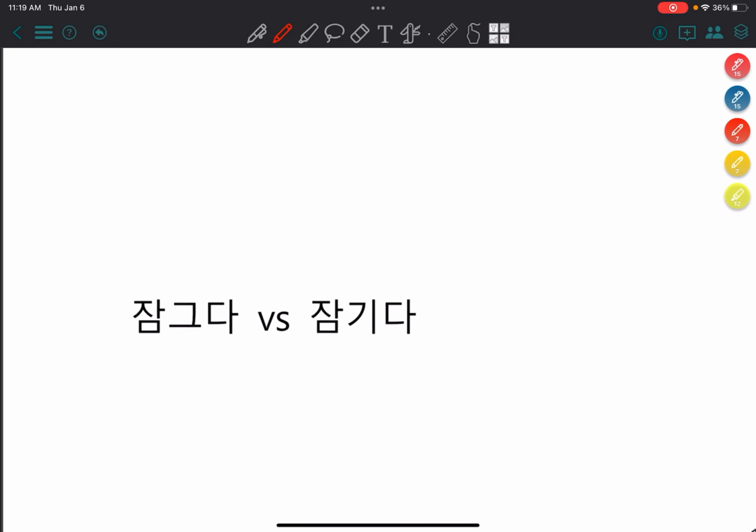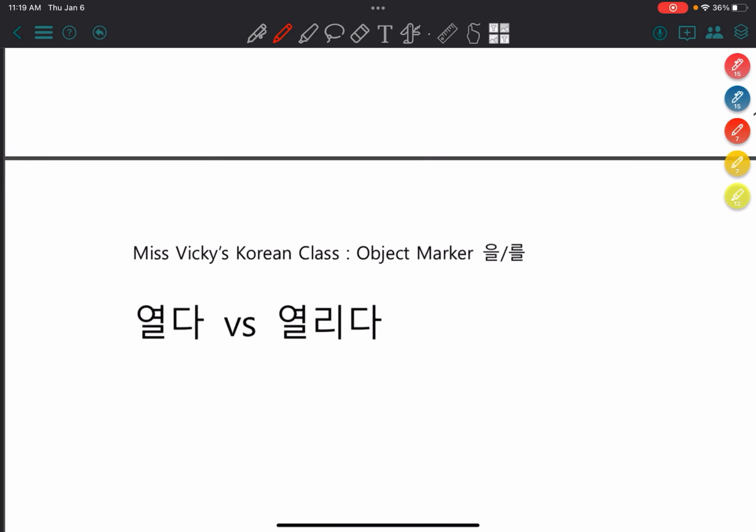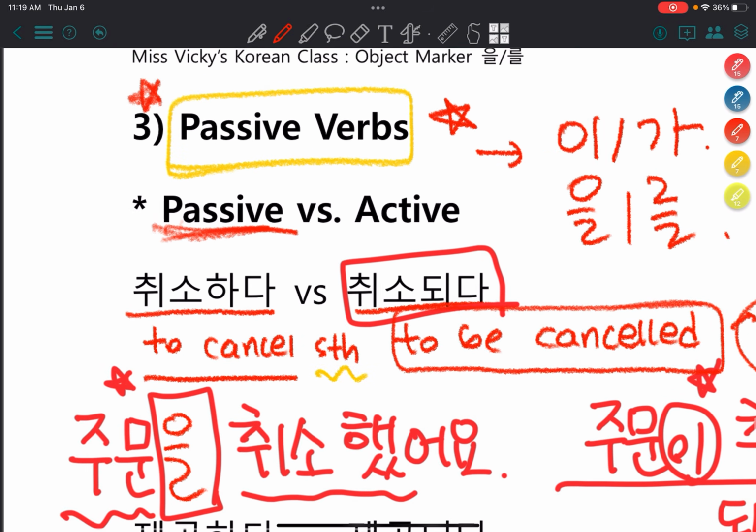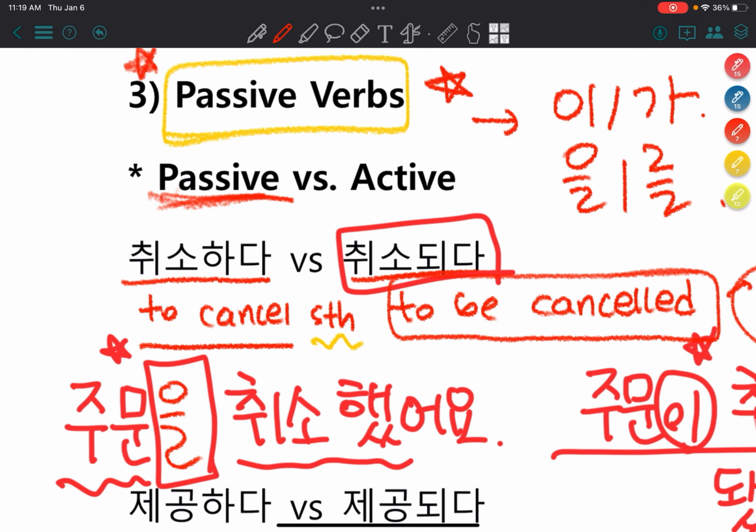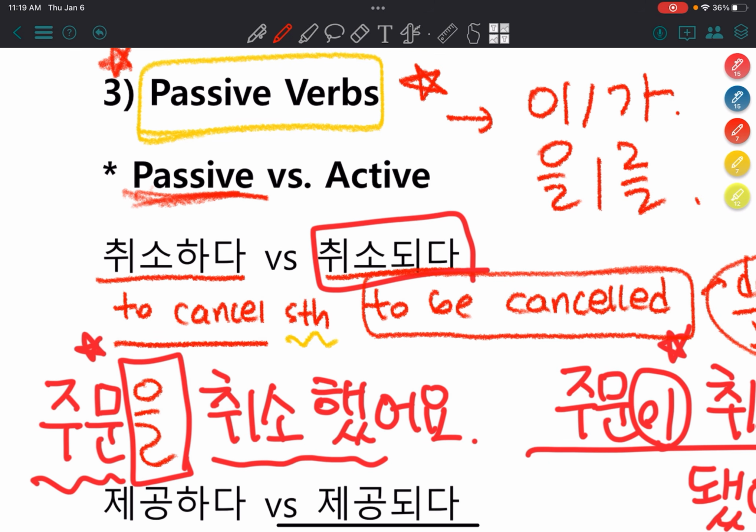So here is the list of passive verbs that I brought. But I think it would be better to go over this when we actually get to learn about passive verbs specifically. So I'll just leave it here, guys.